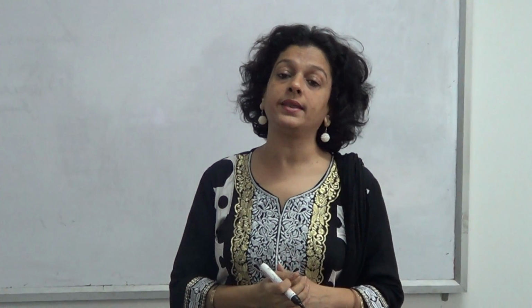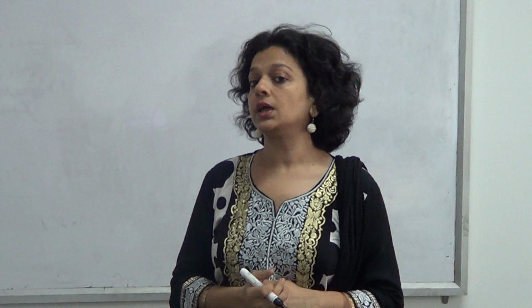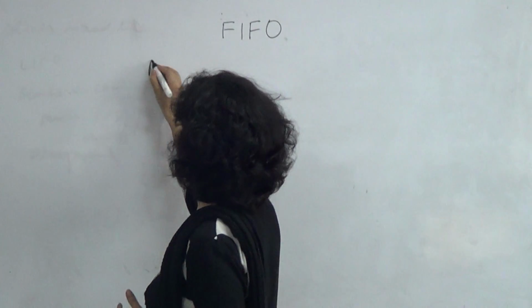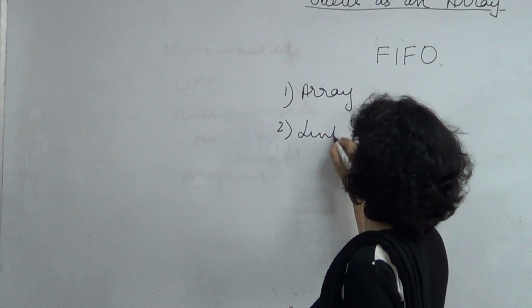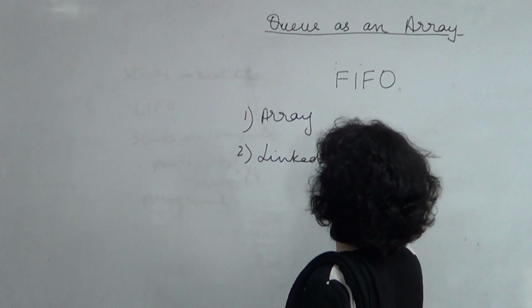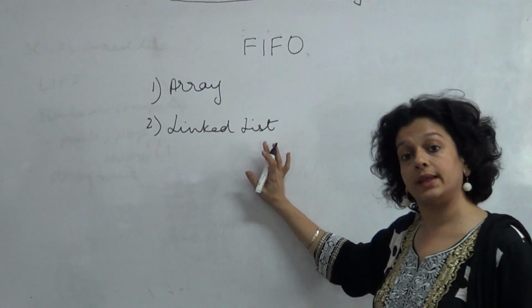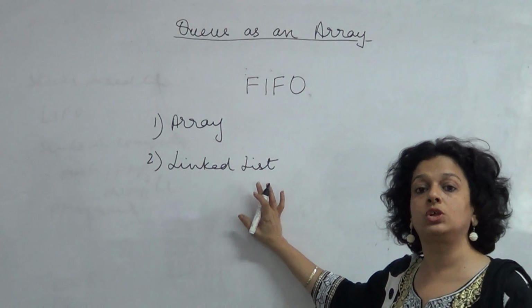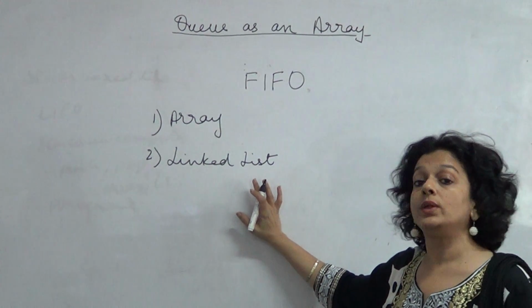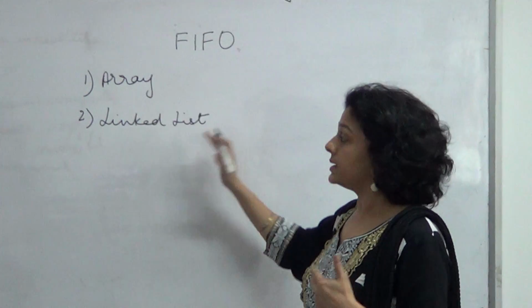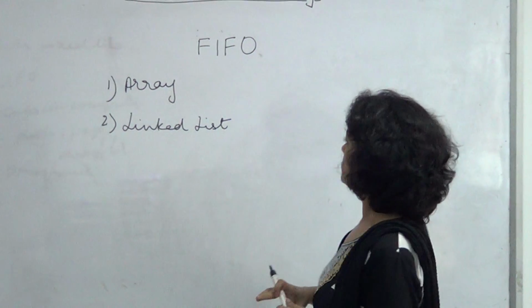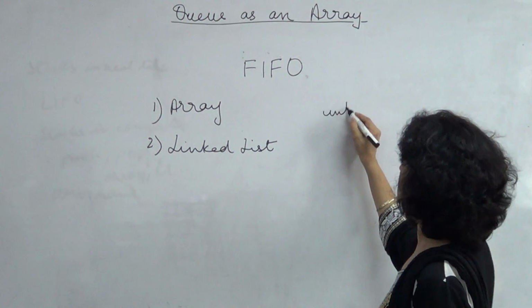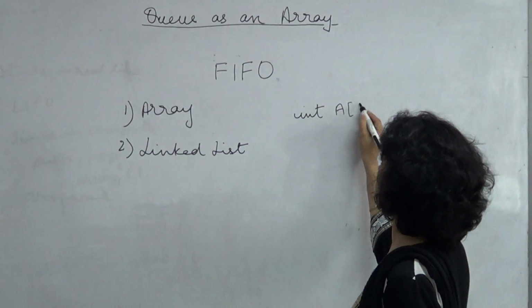Now let us see how we can implement queues in computers. In computers, queues can be implemented as an array or as a linked list. In this session, we will talk about queue as an array. To implement the queue as an array in C++, we need to declare an array. Let us suppose we are declaring a queue which is storing integer data. So let us create an integer array of size 5, say.